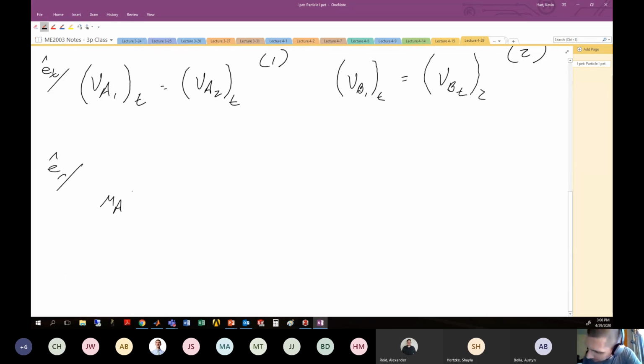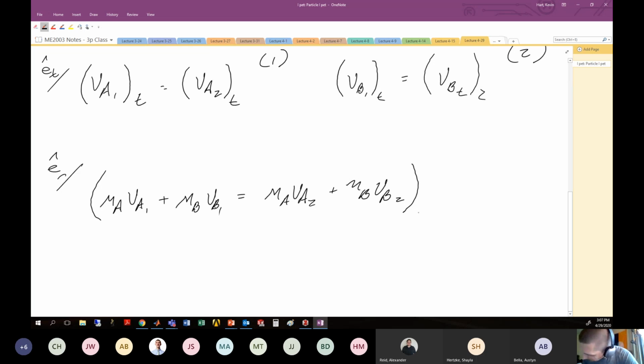That is the mass of puck A times the velocity of puck A, state number 1, plus the mass of puck B times the velocity of puck B, state number 1, equals the mass of puck A times the velocity of puck A in state 2, plus the mass of puck B times the velocity of puck B, state number 2. All of this in the normal direction. All right, so specifically in the normal direction.